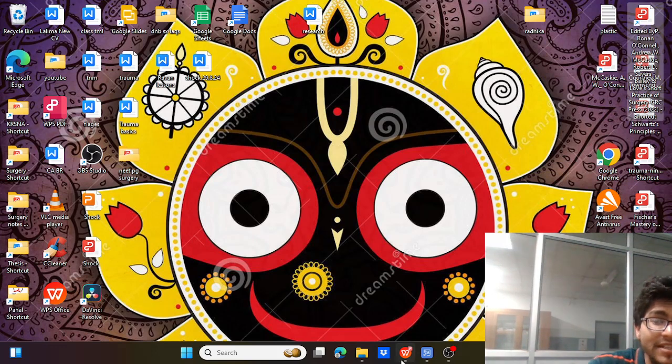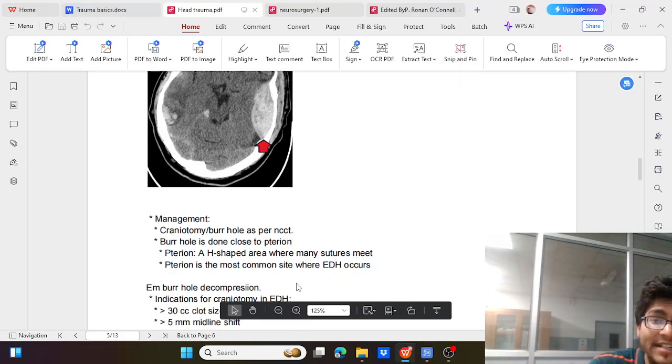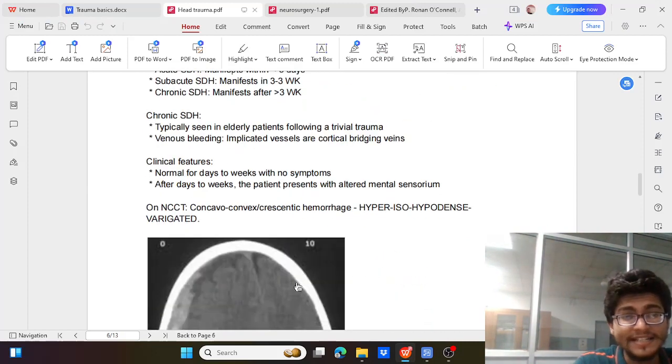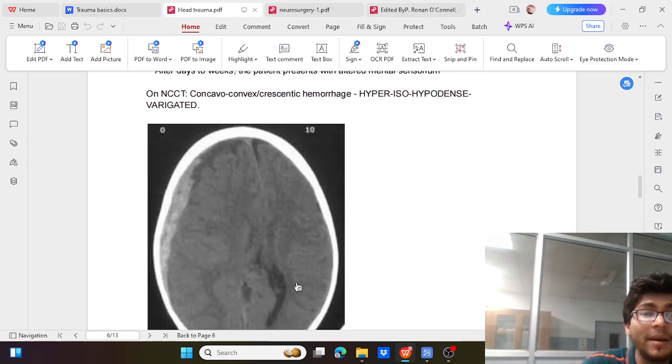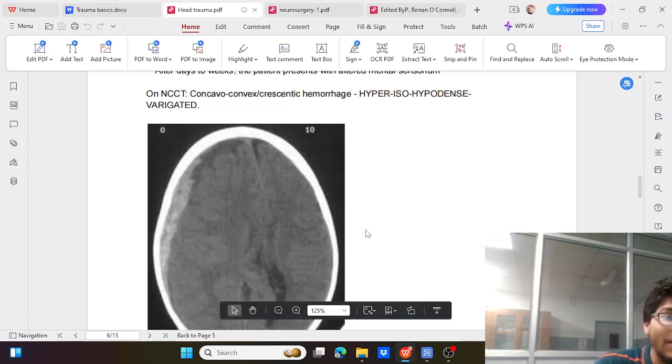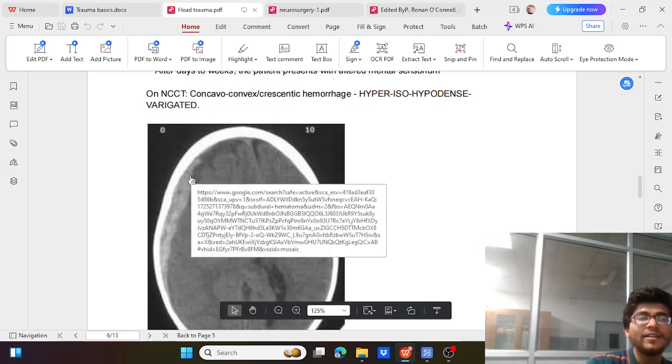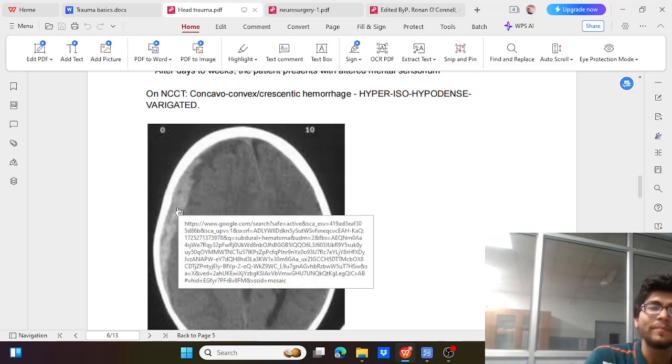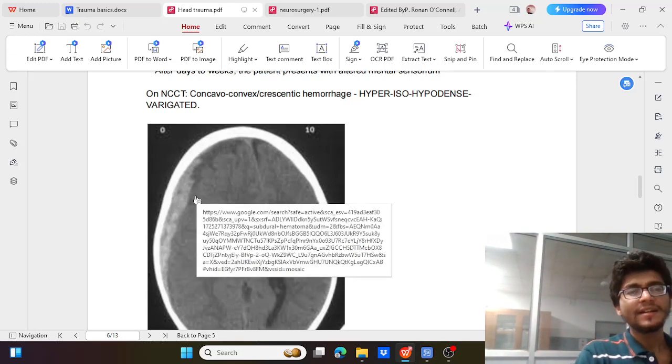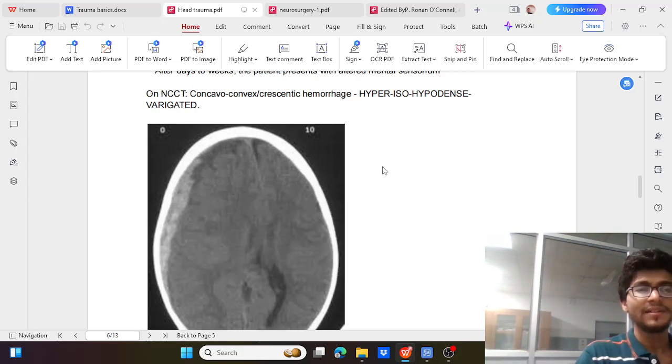As we have seen here, it was white, so in the acute case it is white. As time progresses, it will become less white. What do we call this? In CT scan we have a term called density. When it is white we call it hyperdense. In subacute it becomes isodense, so similar to brain. Iso means similar, as in isomerism. So in subacute it will become isodense, similar to brain tissue.